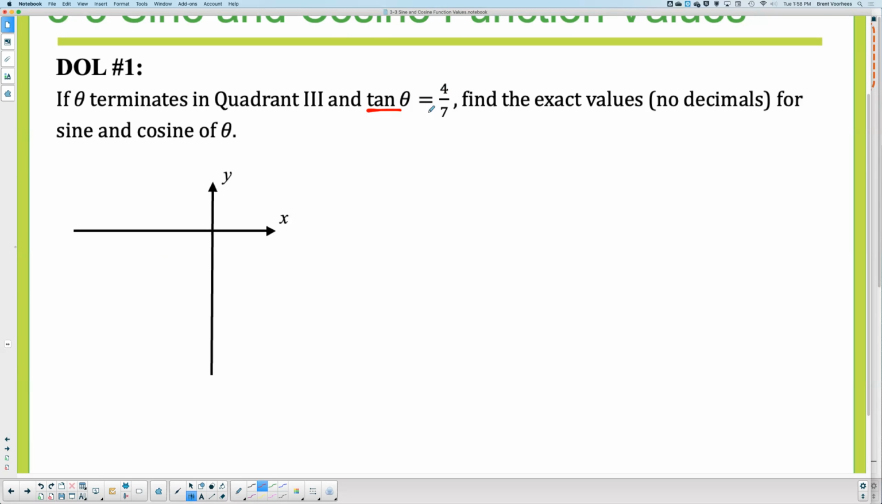It needs to be a -4 and a -7 as you get going. That's truthfully a -4 and that's a -7 because x and y are negative. Okay, go ahead and work from there. You're looking for sine and cosine. DOL number 1.